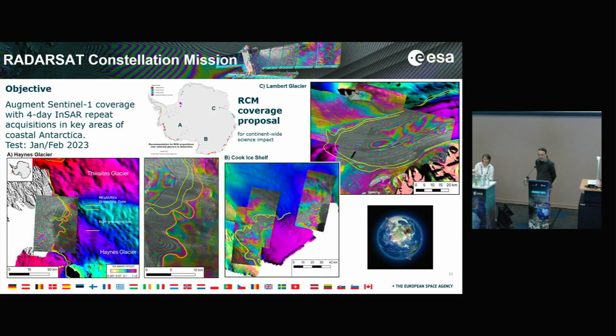And here are some examples that show that the 4-day, 5-meter interferograms are just really astonishing and provide information that augments the information provided by Sentinel-1, which fails to produce a grounding line signal, especially now with the 12-day scenario. But even 6 days is challenging for some of the fast glaciers. So we envision RCM to be an excellent mission to augment Sentinel-1B with a handful of acquisitions in a handful of regions that have continent-wide impact on the science.